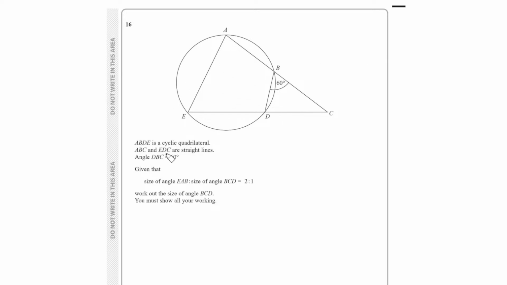They've said that ABC and EDC are straight lines, which you can kind of see, and then they've obviously given us this angle here. Given that the size of angle EAB, so this top one, to the size of angle BCD, this one, is 2 to 1. Now, you don't have to do this, but I like to label it with algebra. So for example, this would be 2x, and this would just be 1x, or just x in that case. That's just my personal preference. Work out the size of angle BCD. So that's the one we actually want to find, the x.